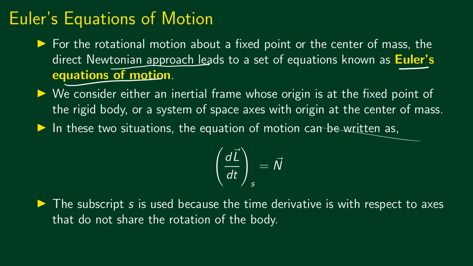Now we know that Newton's equations are valid only in an inertial frame. So first we choose an appropriate inertial frame, and then we can write down the equation of motion as dL vector by dt is equal to N vector. This is just the statement that the rate of change of angular momentum is equal to the external torque applied. The subscript here means that we are talking about an inertial frame. This equation is valid only in an inertial frame. So the time derivative here is with respect to axes that do not share the rotation of the body.